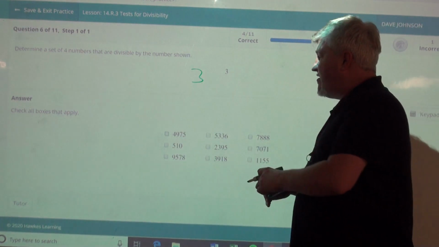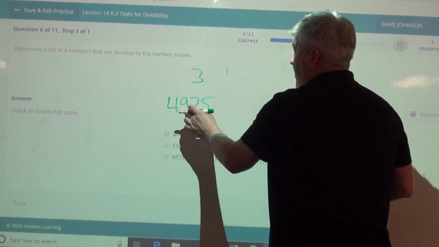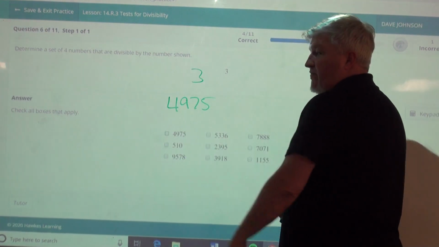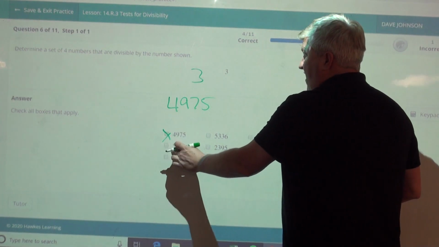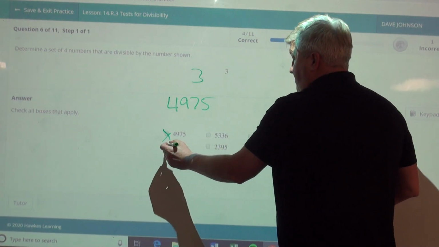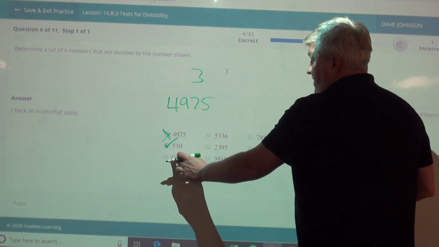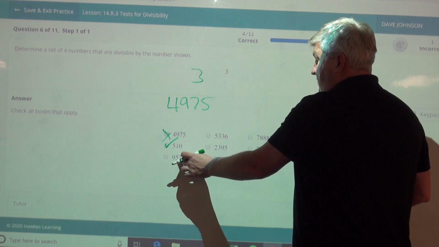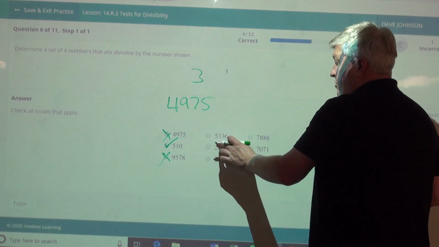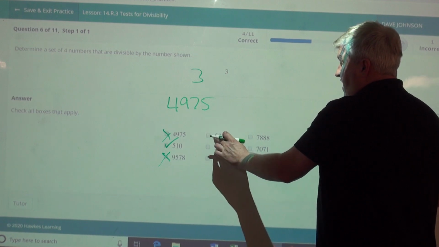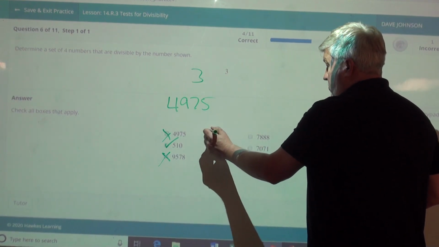This is 4,975. Add those up. 4 and 9 is 13, and 7 is 20, and 5 is 25. No. This is 510. 5 plus 1 is 6, plus 0 is 6. Yes. 9,578. 9 plus 5 is 14, plus 7 is 21, plus 8 is 29. No. 5,336. 5 plus 3 is 8, plus 3 is 11, plus 6 is 17. No.